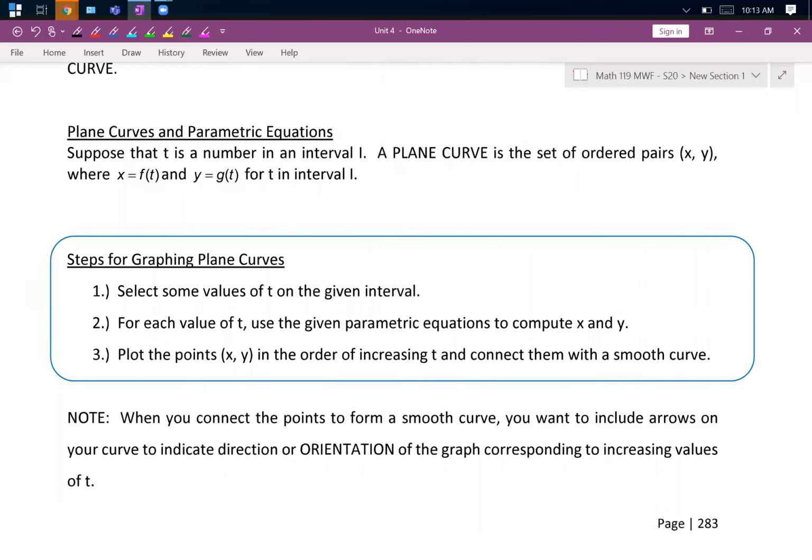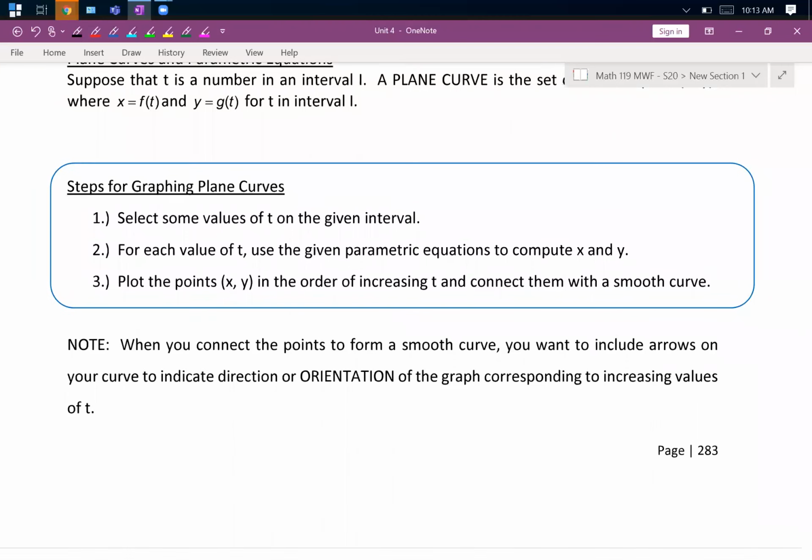So suppose that t is a number on the interval I. A plane curve is a set of all ordered pairs x, y, where x is equal to f of t and y is equal to g of t for t in that interval I. So basically that just means that we're plugging t into some function f to figure out what x is, and we're plugging t into another function, call it g, to figure out what the y value is.